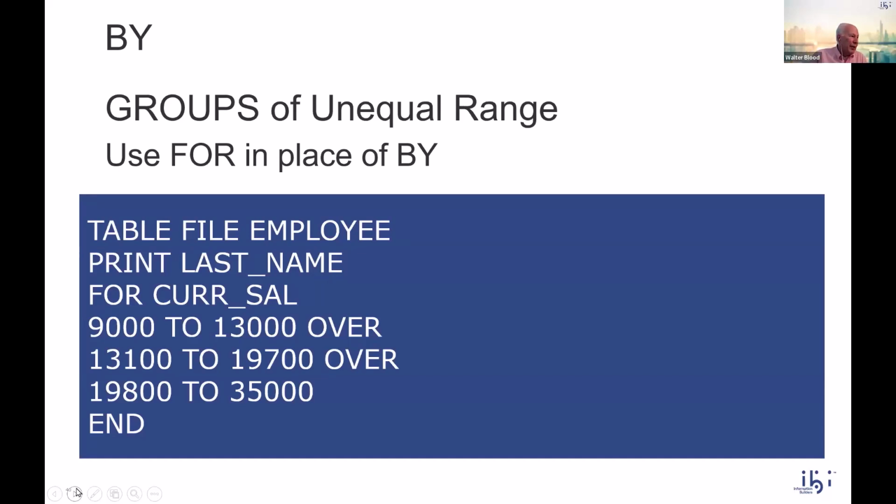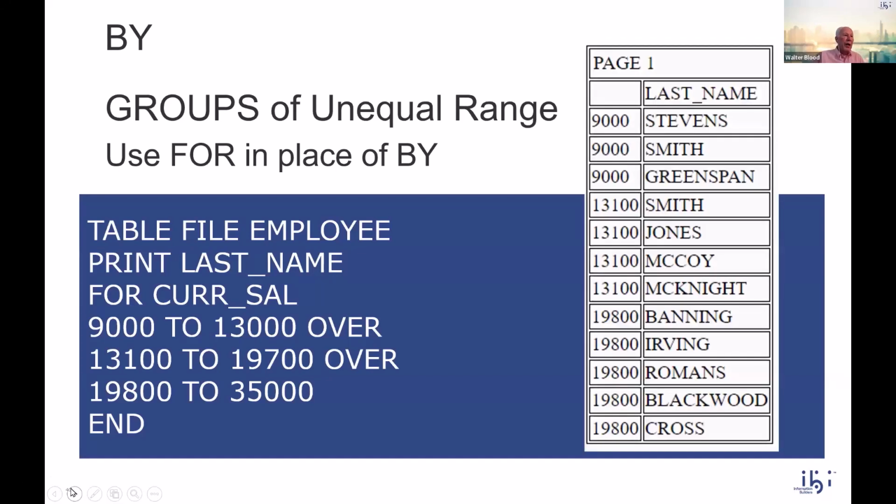I'm going to print last name for current salary. That's my by field. And then I'm going to specify the ranges, 9,000 to 13,000. And I want to put it over 13,1 to 19,7, over 19,8 to 35,000. Now, those are unequal groups, right? And in order to get that, this is the way that we deal with it. And it's actually very straightforward. And it will actually create exactly what I'm looking for.